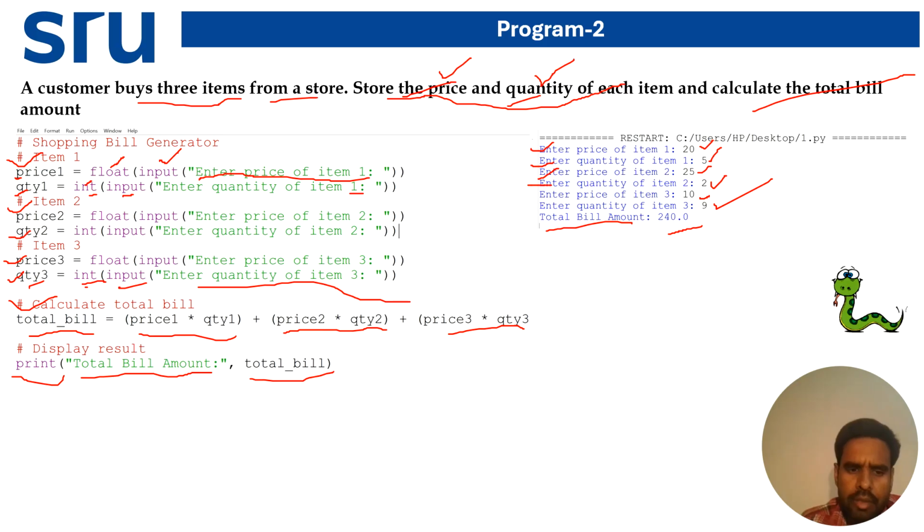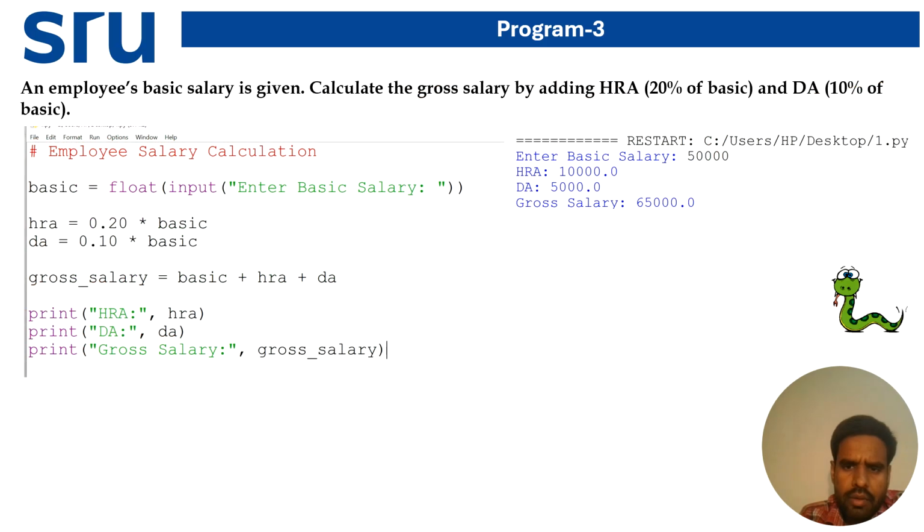Now after that we are going to program number three. What is program three? An employee's basic salary is given, and we have to calculate the gross salary by adding the HRA and the DA. So what is the formula of gross salary?